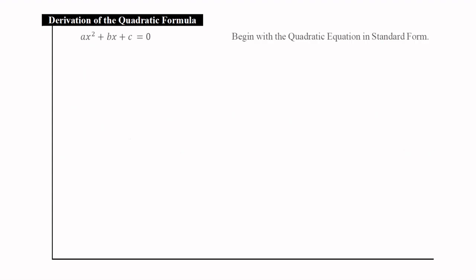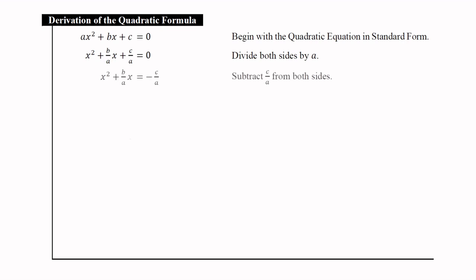So let's start off with the quadratic equation in standard form. We are going to solve this quadratic equation for x. So let's start by dividing both sides by a. We are going to divide everything by a to get x squared with no coefficient other than 1. So that gives us b over a x, and c over a is our constant term. Now we are going to subtract c over a from both sides.